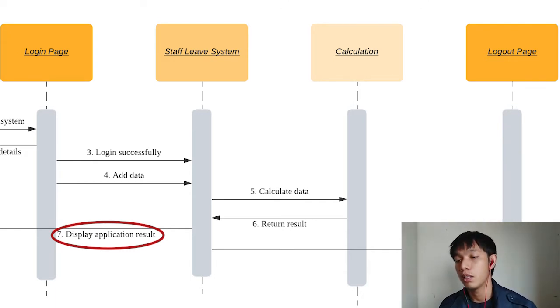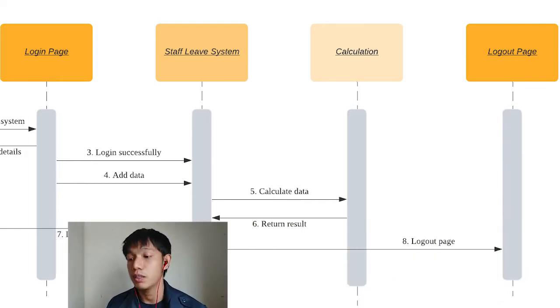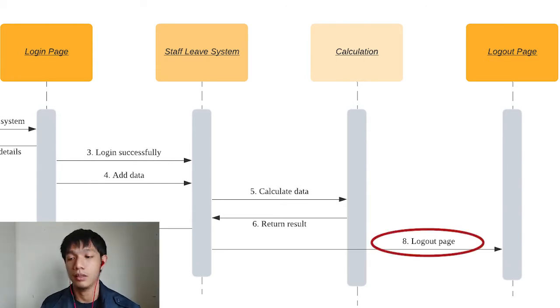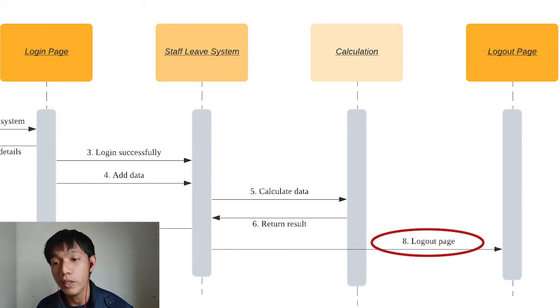Lastly, the user can log out from the system by clicking the logout button. If the user chooses to click the logout button, the logout window will pop up and ask the user if they want to log back in to the system or exit the system. If the user chooses to log back in, a new window will pop up that welcomes the user back to the system.